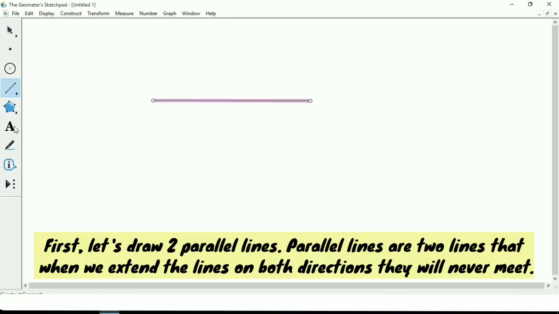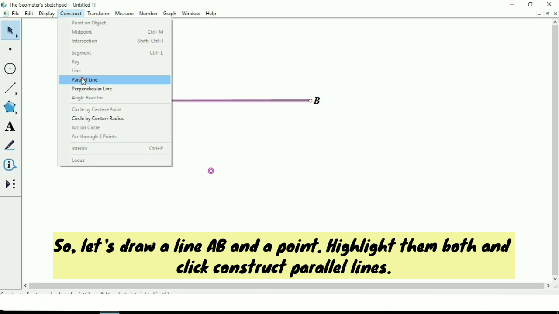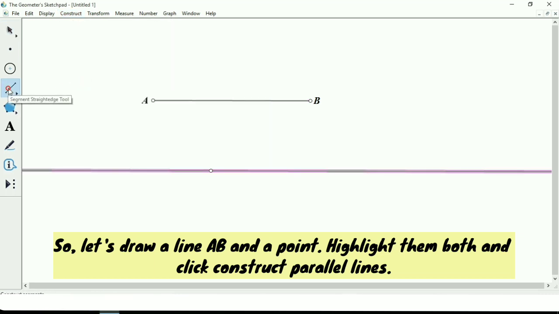First, let's draw two parallel lines. Parallel lines are two lines that when we extend the lines in both directions, they will never meet. So let's draw a line AB and a point. Highlight them both and click Construct Parallel Lines.